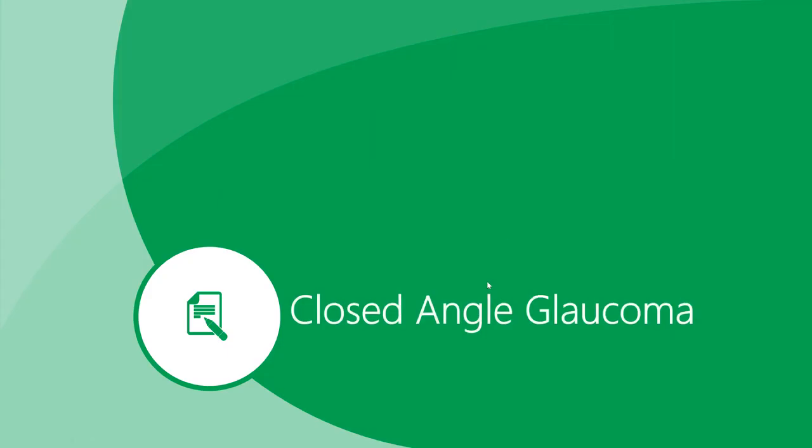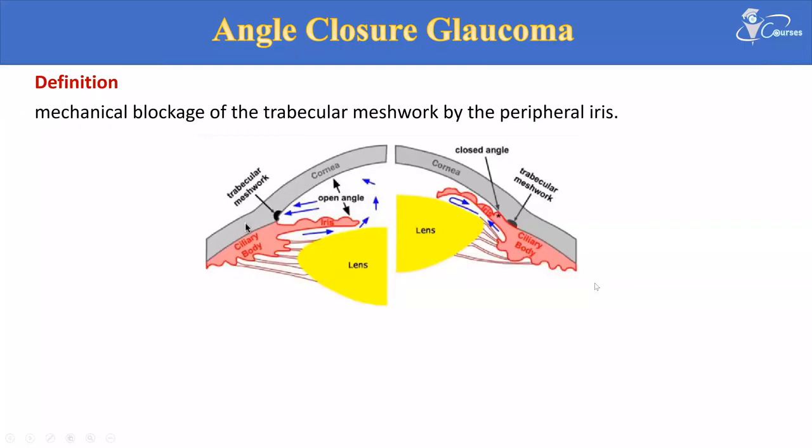What is the pathogenesis of the closed angle glaucoma? Why does it happen? The closed angle glaucoma, or the angle closure, is defined by the mechanical blockage of the trabecular meshwork, not by everything, but just by the peripheral iris. As we explained last time, the main problem in glaucoma is the blockage of the outflow. This blockage mainly occurs at the trabecular meshwork, and this trabecular meshwork could be blocked by anything.